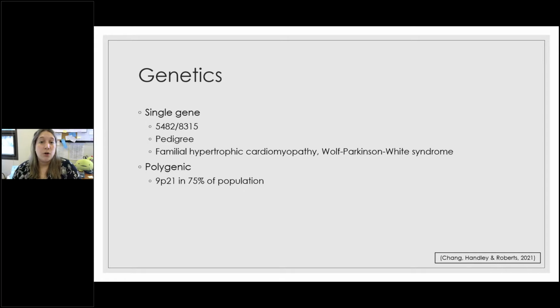Chang, Handley, and Roberts recently published a literature review discussing the need for genetic risk stratification. Since CAD is a slow-growing disease taking years to manifest, it is important that we find a way to categorize groups based on their risk, either high, intermediate, or low.